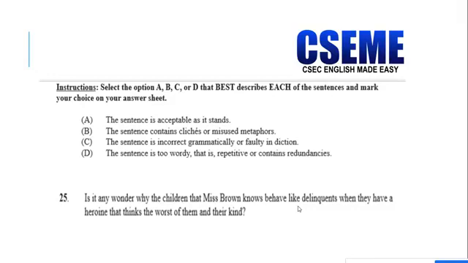Last question of the day. Is it any wonder why the children that Miss Brown knows behave like delinquents when they have a heroine that thinks the worst of them and they're kind? Talk to me, guys, because for me, not going to lie, when I saw this one, I was very, very, yeah. I'm very interested to hear what you have to say the answer is.